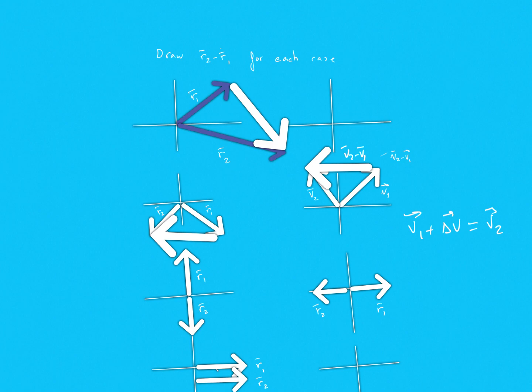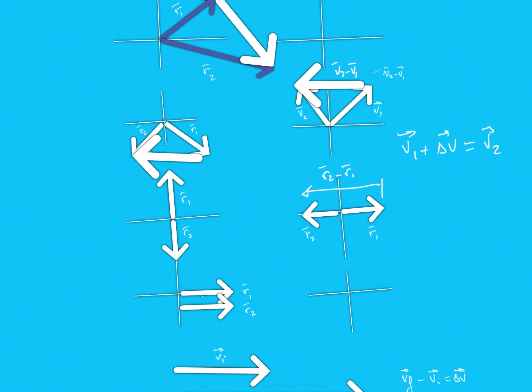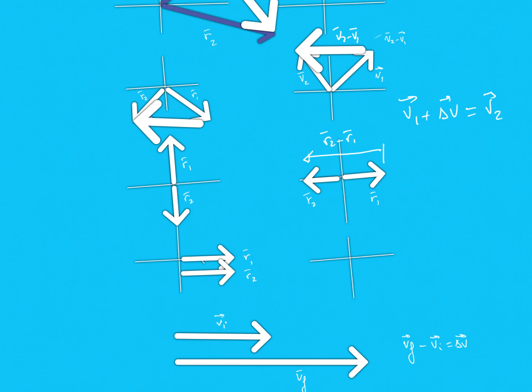What is here, for example, R1 minus R2? R1 minus R2 is the vector that goes from the head of R2 to the head of R1. So it will be this vector, R1 minus R2. Perfect. What will be R2 minus R1? R2 minus R1 in this case will be, can you tell me?